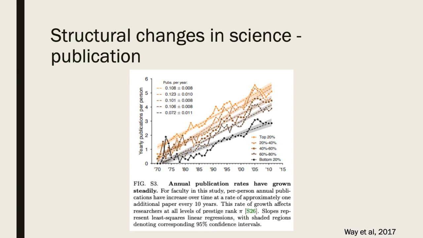And in the 70s, people at one of the top 20% of universities in the country are basically publishing a paper a year. By 2015, which is when this data roughly stops, that has increased to 6 papers a year.